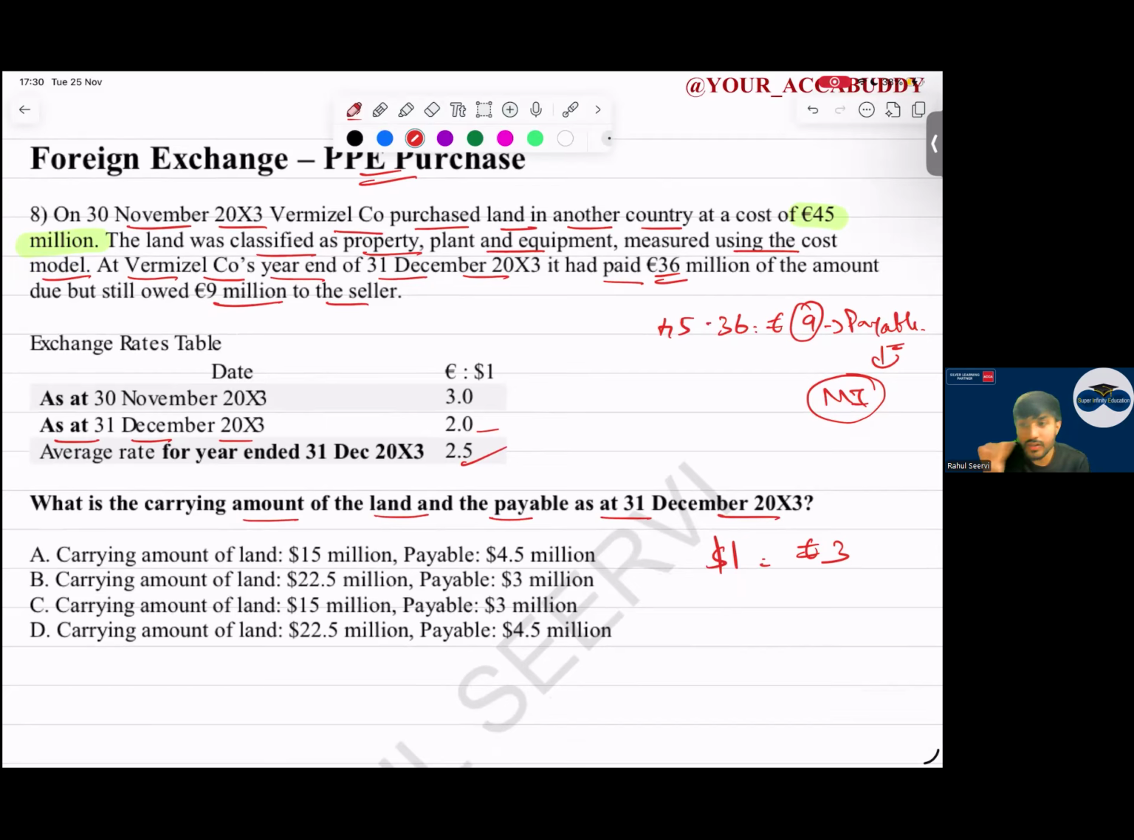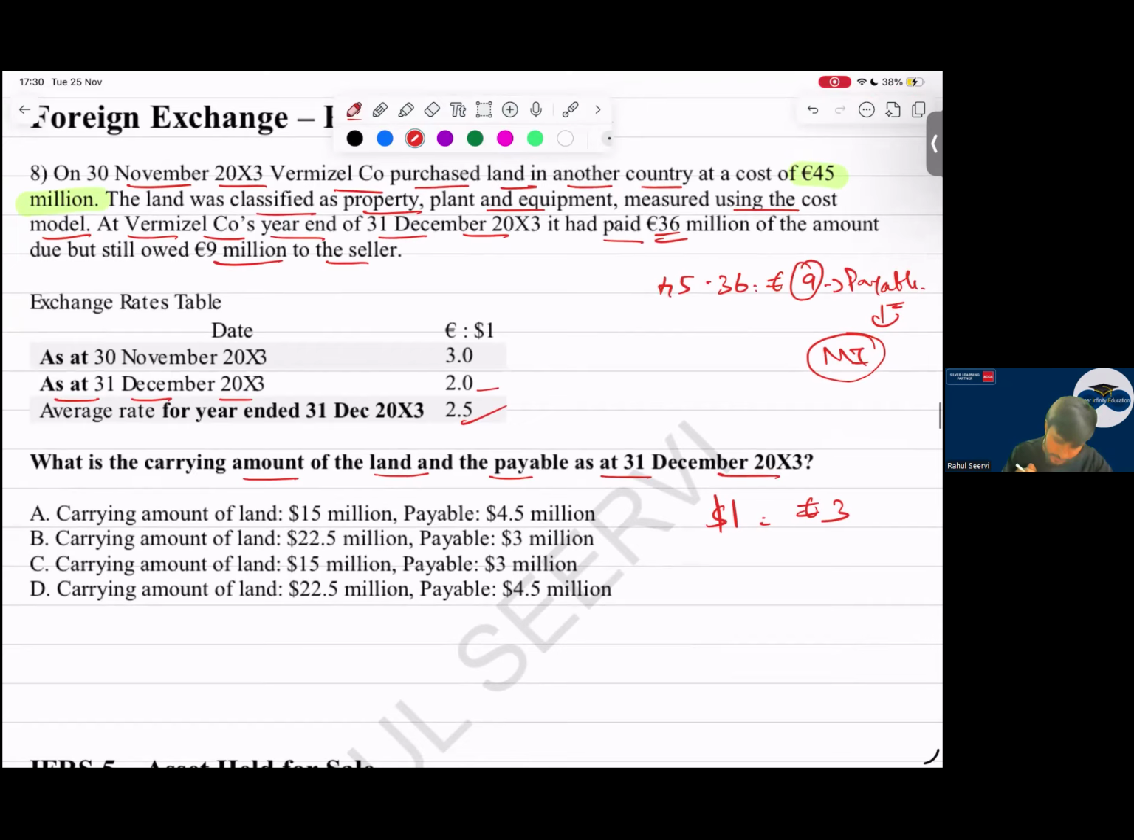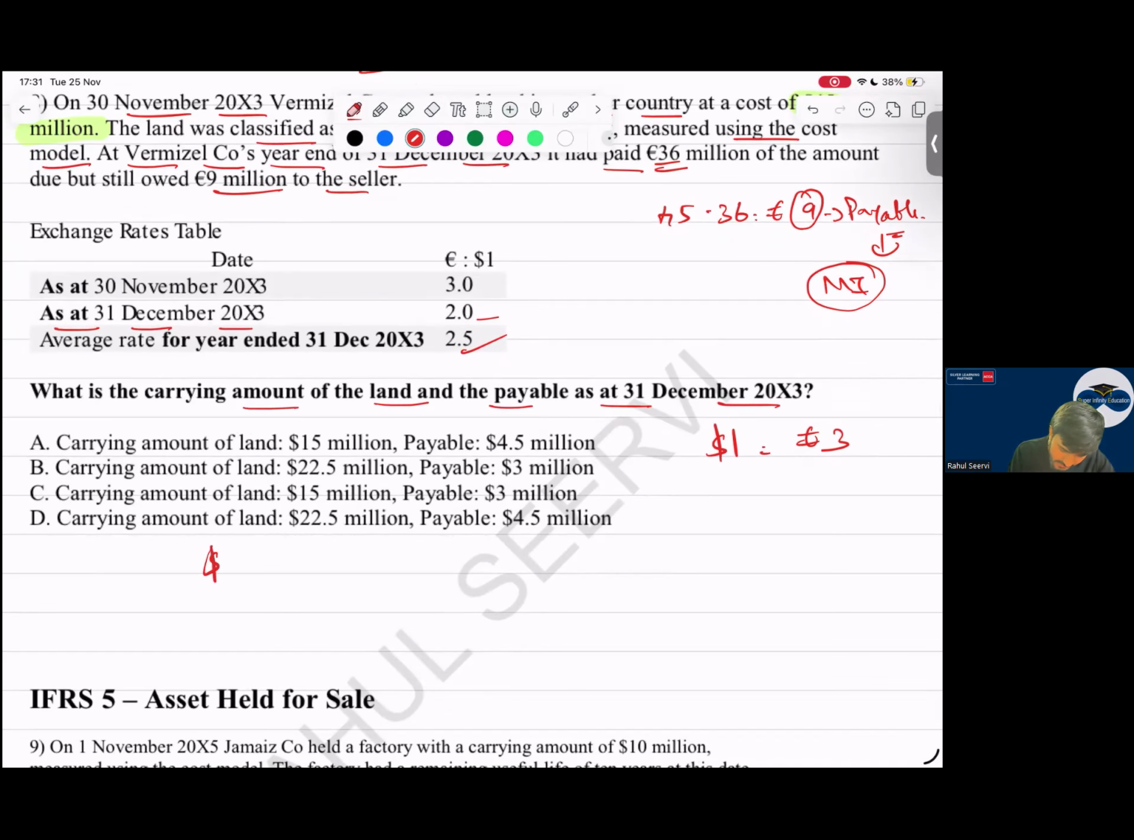Sir, do we depreciate land? No, sir. The value will remain the same. Whatever the value is today will remain the same. We will not depreciate. An easy point, an easy question here. The value was 45 million euros, and $1 is equal to 3 euros. I cross multiply and I get my value as 15. 15 is the value of the land today. Will I depreciate this land? No depreciation. So the carrying amount of the land is 15 million.